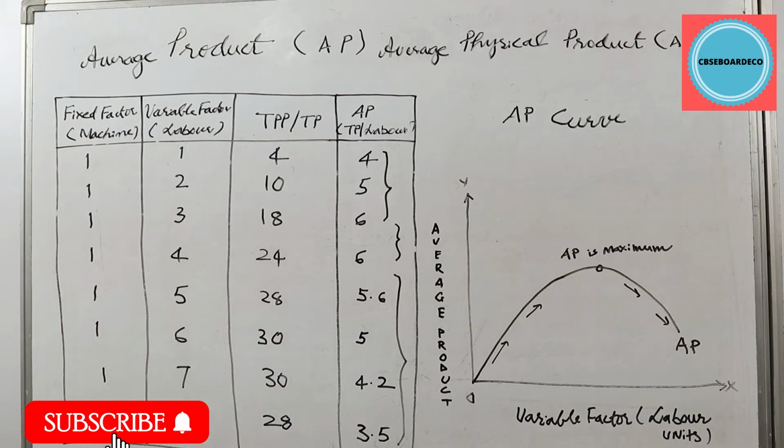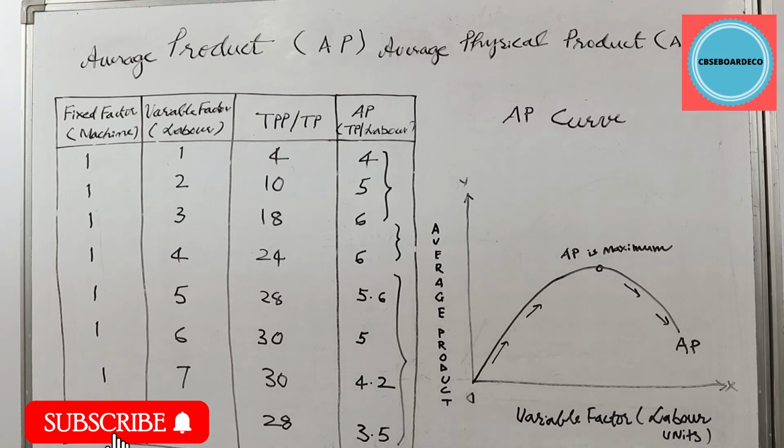So TPP is initially increasing, then became constant and declined. Since average product, remember this, 4, 5, 6. As you go on engaging the laborers 1, 2, 3, 4, AP is increasing 4, 5, 6, then it became constant at 6 again, then after this it is declining 5.6, then 5, 4.2, 3.2. Mind it, one thing, average product can never be 0 because TPP can never be 0.